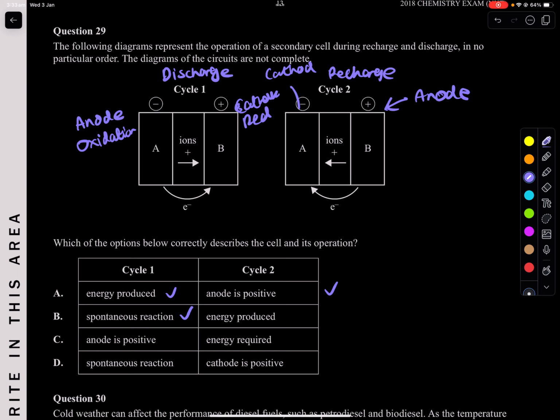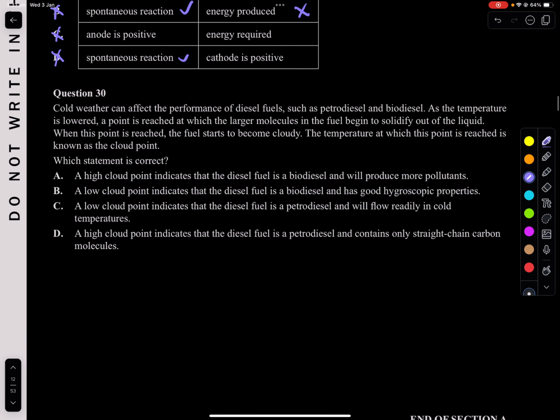Energy is produced in cycle 2. No, energy is consumed in cycle 2 because it's recharging. So B is wrong. C, anode is positive. Nope, anode is negative. D, a spontaneous reaction. True. And a cathode is positive. Remember, cathode in this case is negative. So A is your only answer in this one. Nice and easy. Last question.